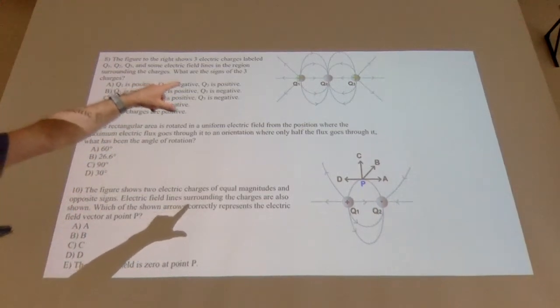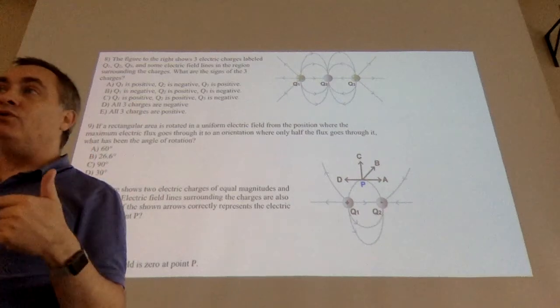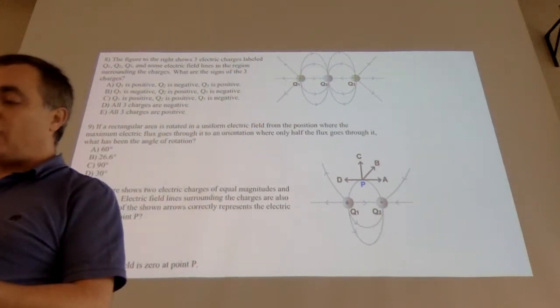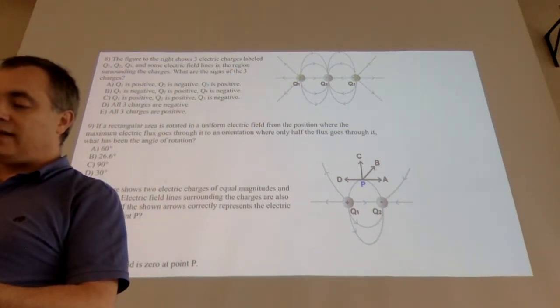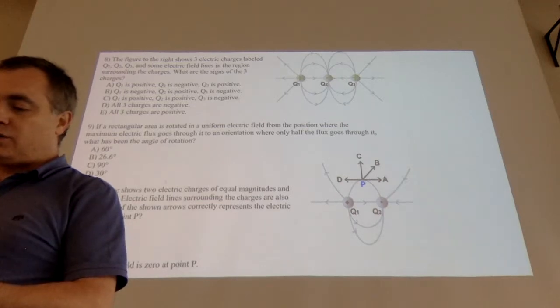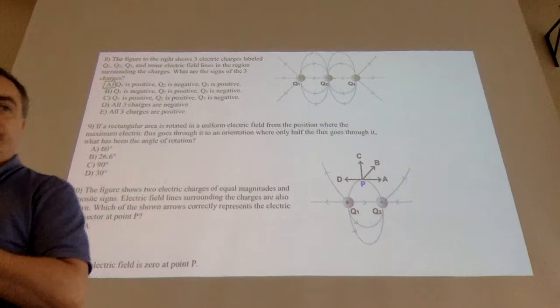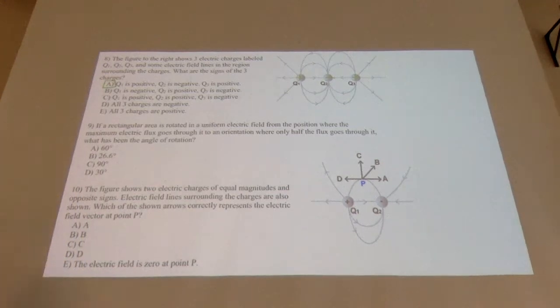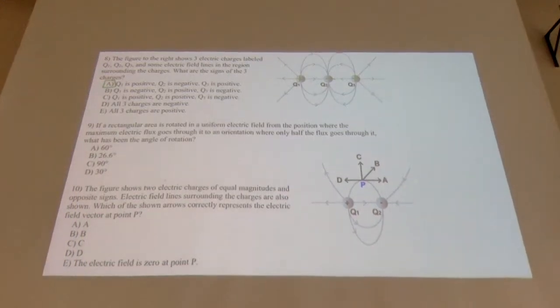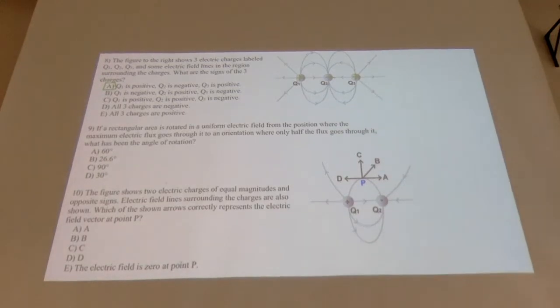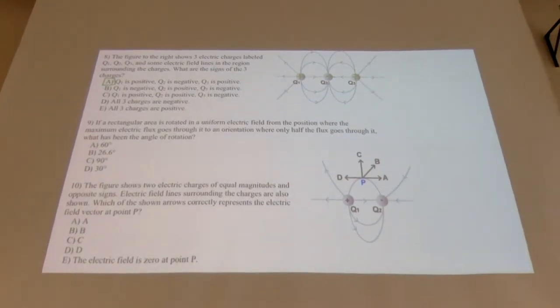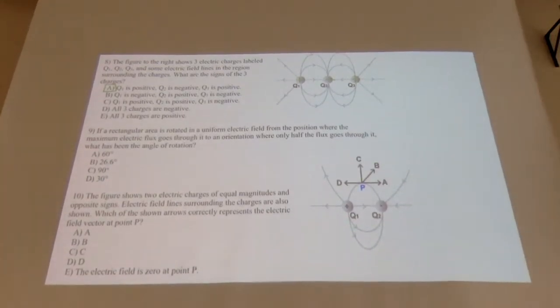Notice the electric field lines are pointing in toward Q2 because a positive charge would be drawn to it, which means that it is negative. So our answer is positive, negative, positive, which looks a whole lot like A. Positive, negative, positive. We're through with 8 of the 10. Any questions before we do number 9?